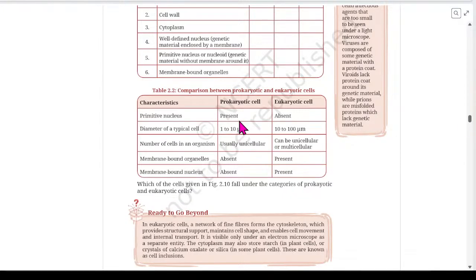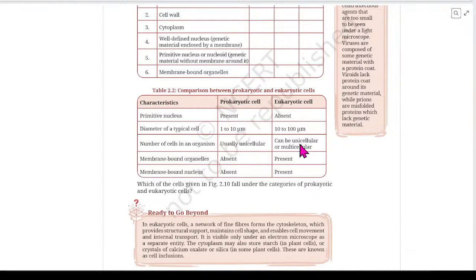So a well-defined nucleus is present in the case of eukaryotic but not in the prokaryotic. That is why it is written here that a primitive nucleus is present in prokaryotic, because the nucleus is well developed in eukaryotic. Diameter of prokaryotic is smaller. It is just 1 to 10 micrometer, whereas for eukaryotic it is 10 to 100 micrometer. Number of cells in prokaryotic, they are generally unicellular or single-celled, whereas eukaryotic can be unicellular or multicellular.